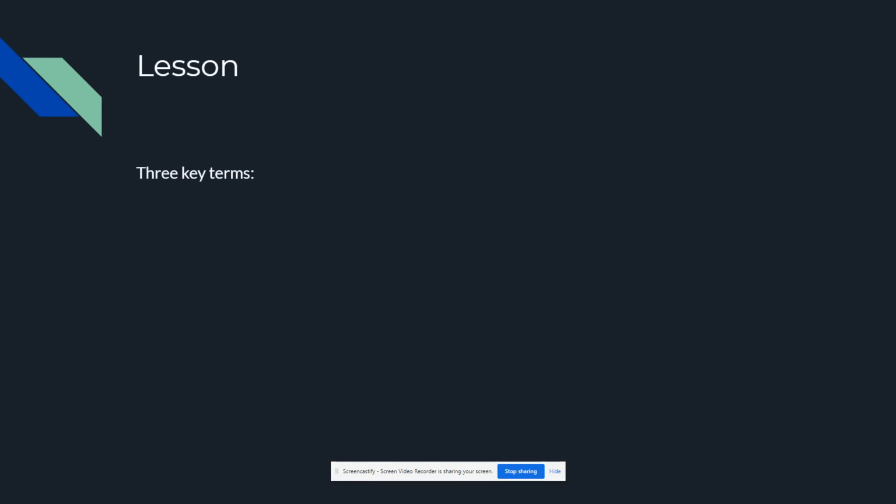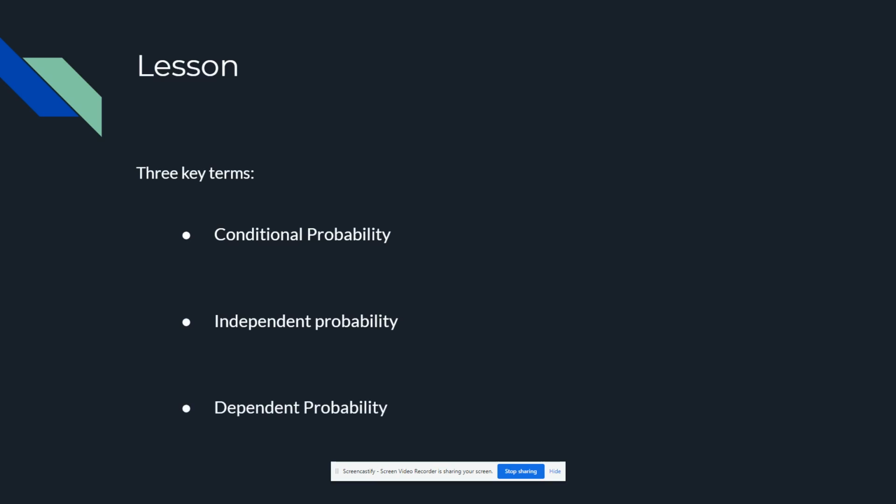Today we'll be discussing three topics: conditional probability, independent probability, and dependent probability. Looking at our first term, a conditional problem will have data given to compare. If a given event occurs, what is the likelihood of another event happening as well? Independent probability is a theory that two events are independent and have no correlation.